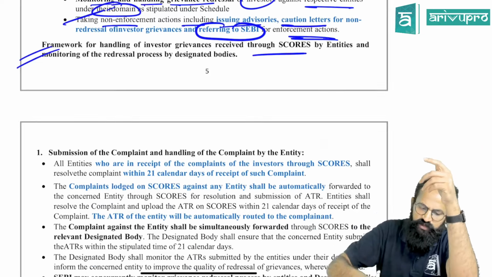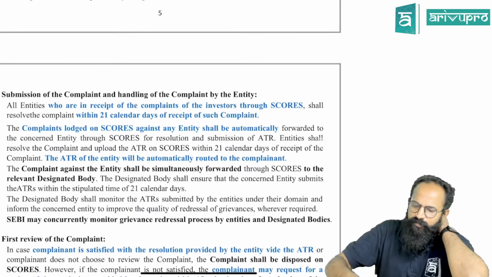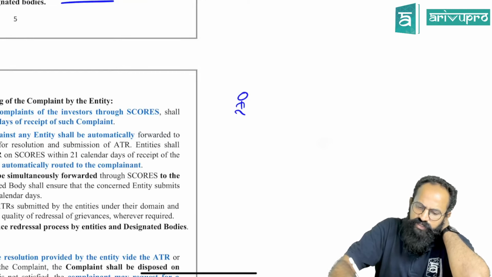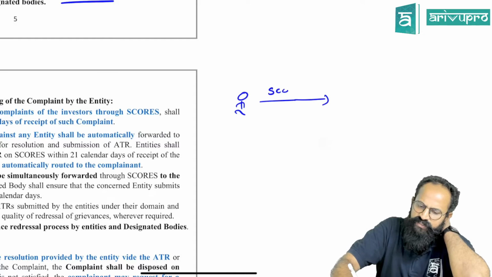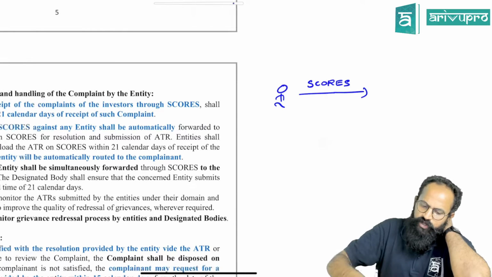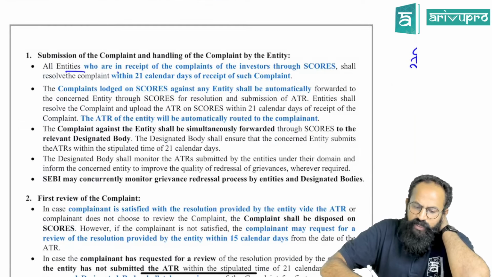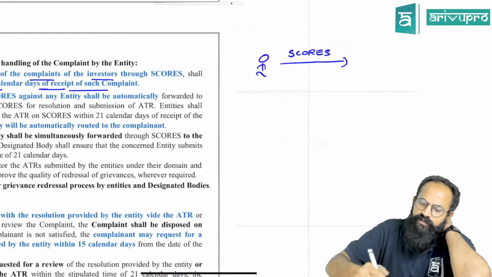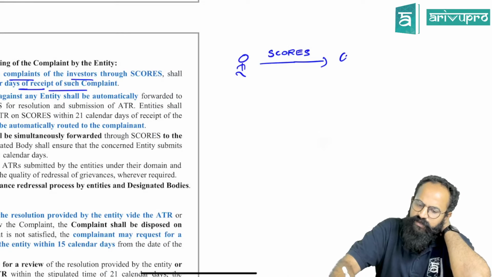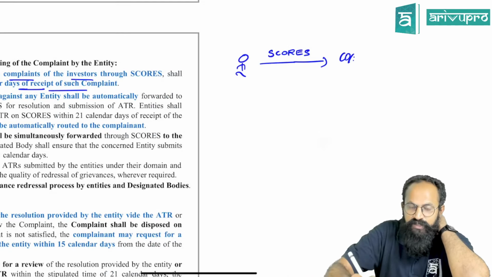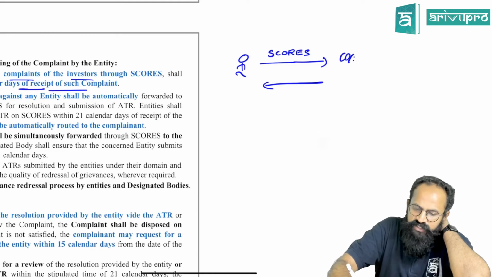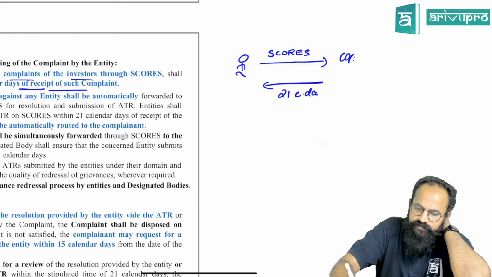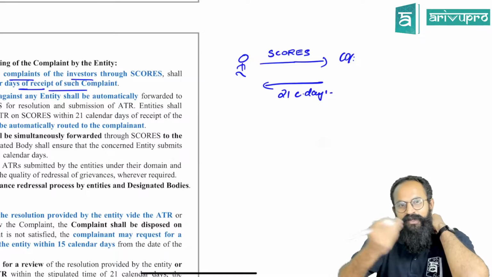How does it work? See here. Submission of complaint and handling of the complaints by the entity. Now, there is an investor, and he is submitting one complaint. Imagine he is submitting this on SCORES. All entities who are in receipt of complaints of the investors through SCORES shall resolve the complaint within 21 calendar days of the receipt of such complaint. Meaning, let us imagine a listed company receives a complaint through SCORES. The company has to respond to this within 21 calendar days, from the day you received it.